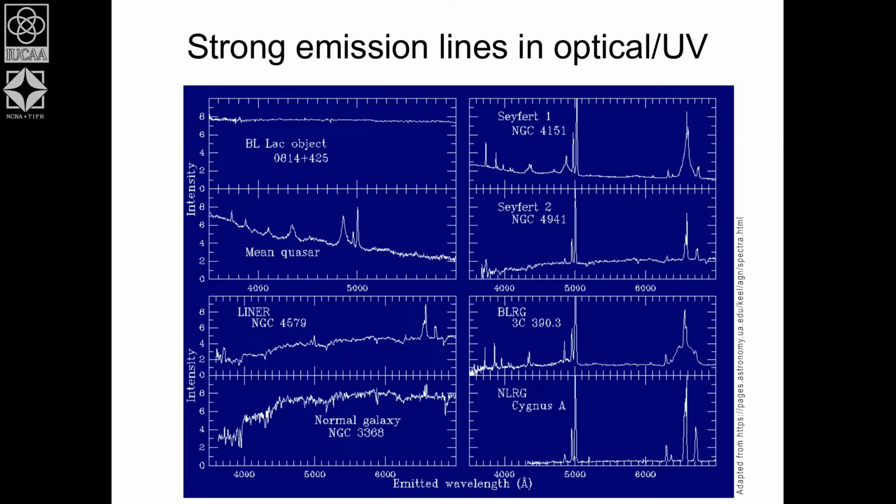Based on whether there are broad emission lines or narrow emission lines only, the AGNs have been classified into different types. For example, type 1 AGN or Seyfert 1 AGNs have both broad and narrow emission lines, while type 2 AGNs only have narrow emission lines. The type 2 AGNs do not have the broad emission lines which we see in type 1 AGNs. Some of the radio loud AGNs also show broad emission lines. In that case, we call them broad line radio galaxies, and a number of them do not show broad emission lines. In that case, we call them narrow line radio galaxies.